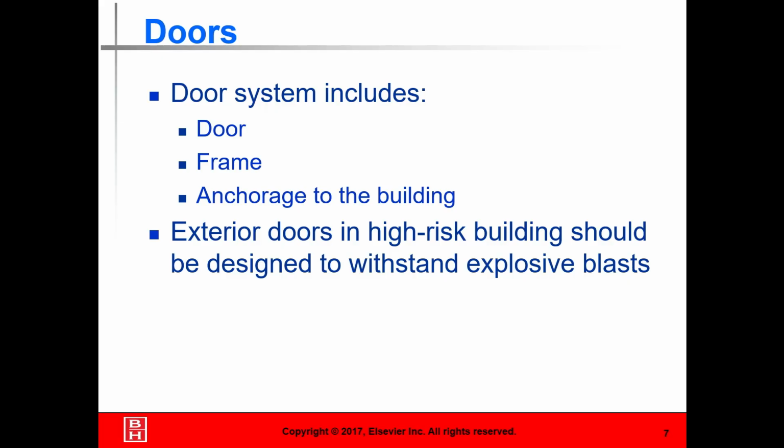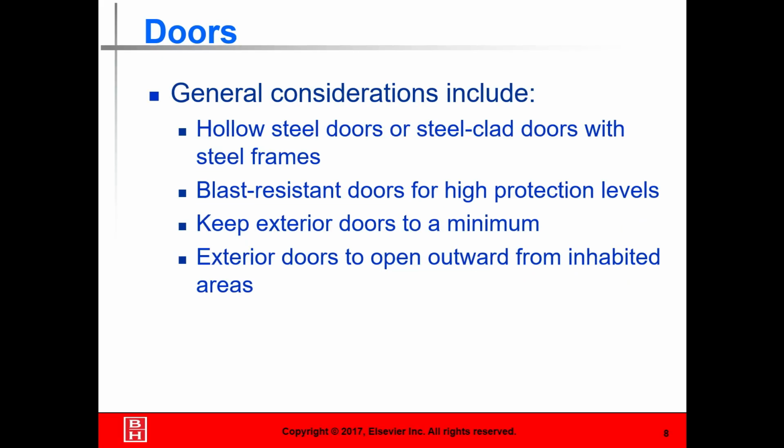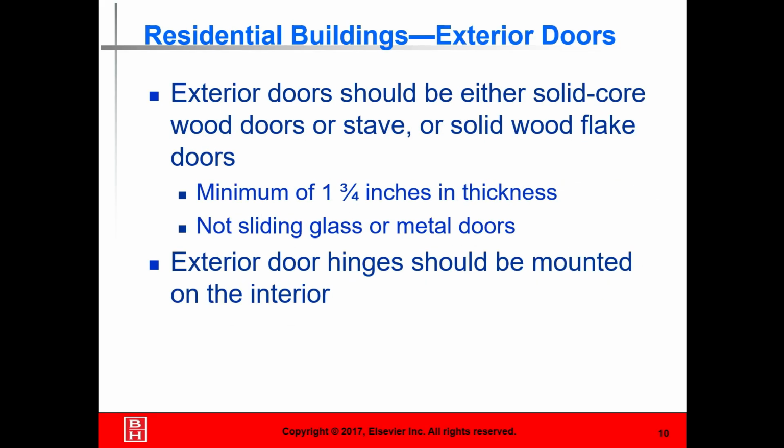Door systems, door frame and anchorage. Exterior doors, high risk, designed to withstand explosives. So they're kind of there. High exterior doors, blast resistance, keep indoors. And this is what we just covered. Exterior doors should be either solid core wood or solid wood flakes, minimum of 1 3/4 inch thickness, no sliding glass panels. Exterior hinges should be mounted on the interior.